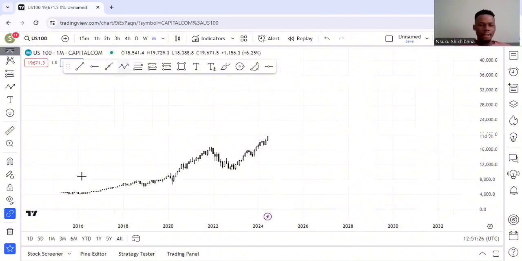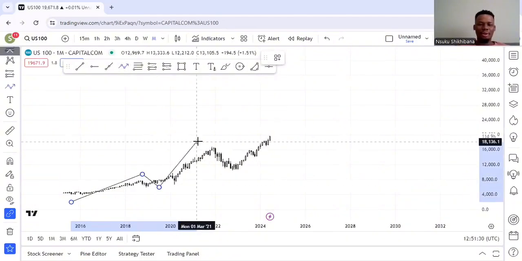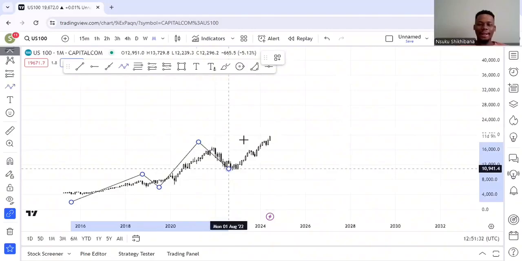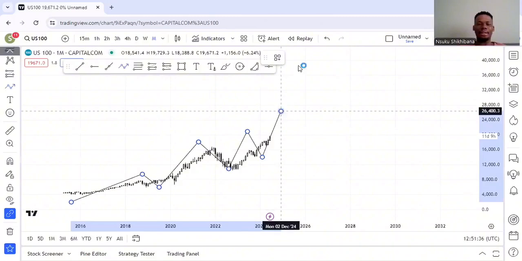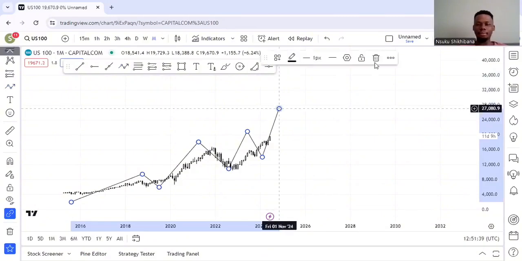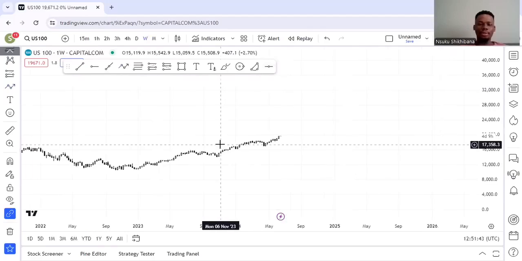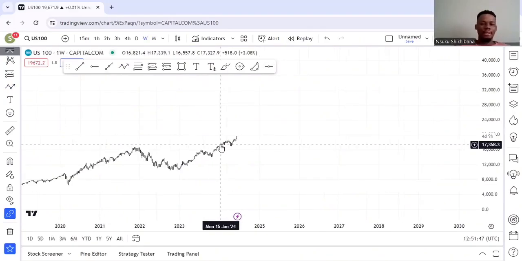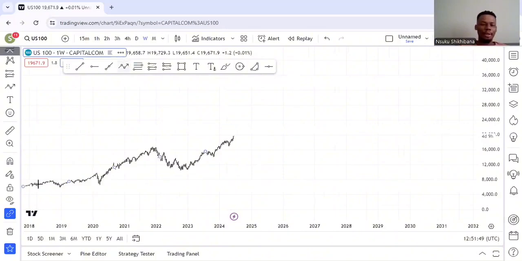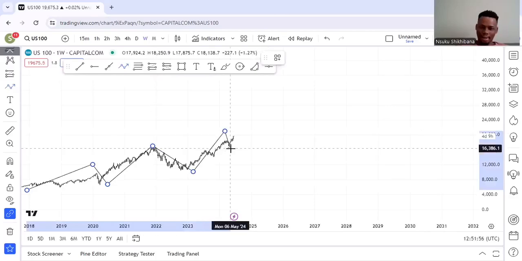So okay guys, looking at the monthly chart, we can see that Nasdaq has been on an uptrend for the longest, let me just say since it actually began, right? And then from the monthly chart, we go down to the weekly chart, and we still see the same thing. Nasdaq has been on an uptrend, forming higher highs, higher lows, higher highs, higher lows, higher highs, higher lows.